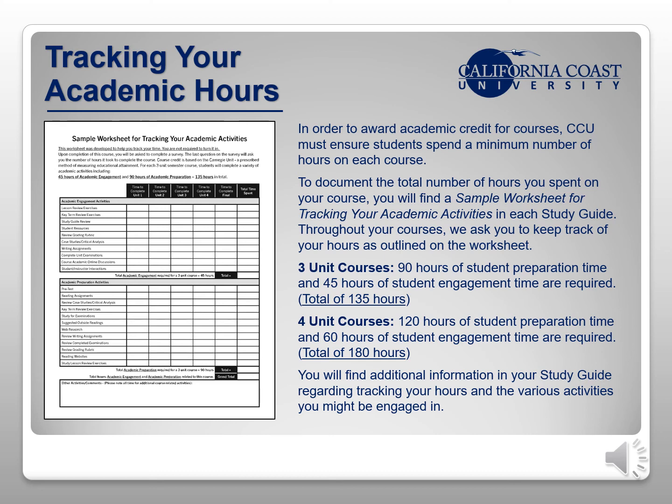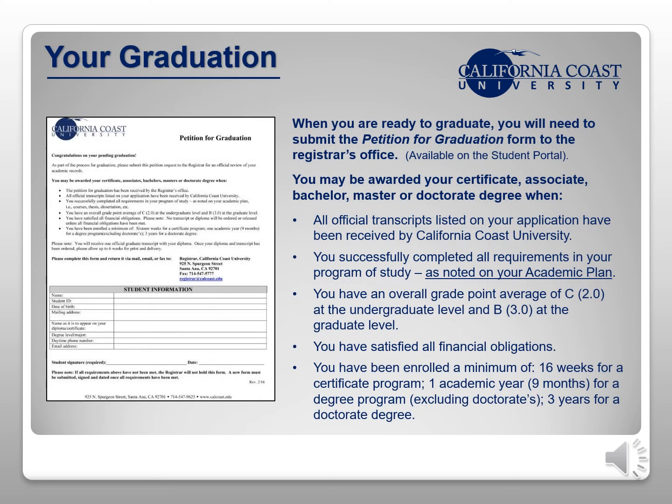3-unit courses. 90 hours of student preparation time and 45 hours of student engagement time are required, total of 135 hours. 4-unit courses. 120 hours of student preparation time and 60 hours of student engagement time are required, total of 180 hours. You will find additional information in your study guide regarding tracking your hours and the various activities you might be engaged in.